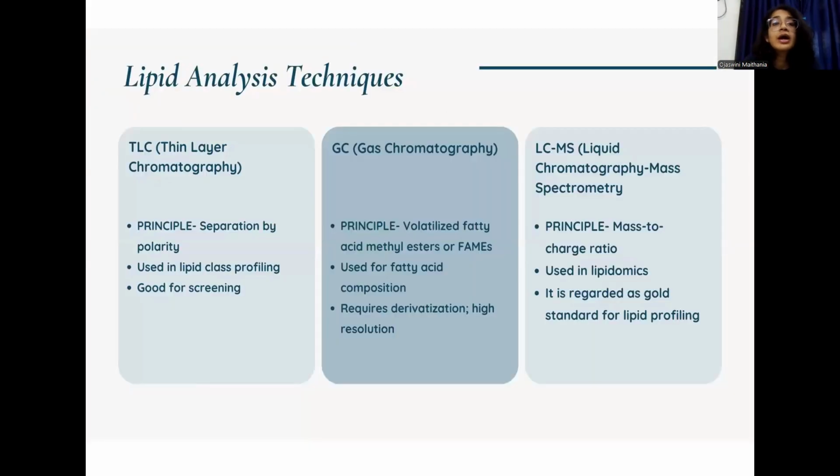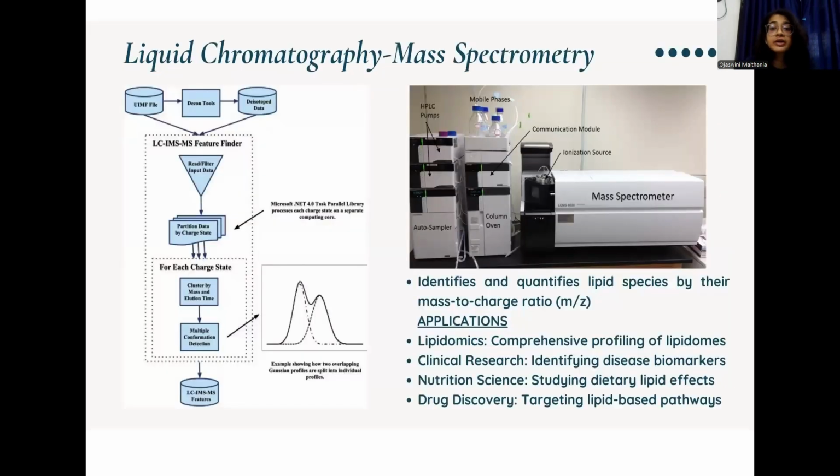Now let us take a look at some of the analysis techniques for lipids. Lipids can be analyzed using the following methods, that is thin layer chromatography, gas chromatography, or LCMS, that is liquid chromatography mass spectrometry method. Now, the liquid chromatography mass spectrometry method is regarded as the gold standard for lipid profiling, as this method combines chromatographic separation with mass-based detection to identify and quantify lipid species. In this method, the sample is first injected into a column packed with a stationary phase and carried through by a liquid called the mobile phase.